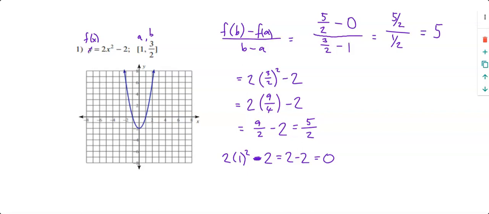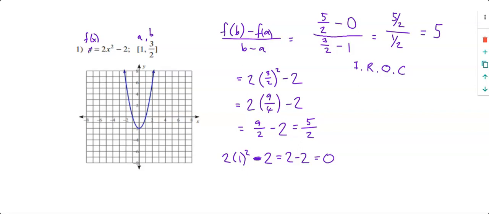If we picked a different interval, we might have a different average rate of change over that interval. So now let's find the instantaneous rate of change, call it IROC, at the point A, which is 1.